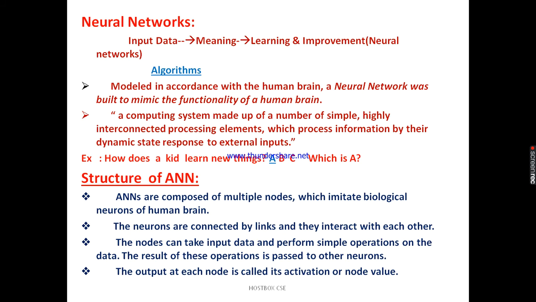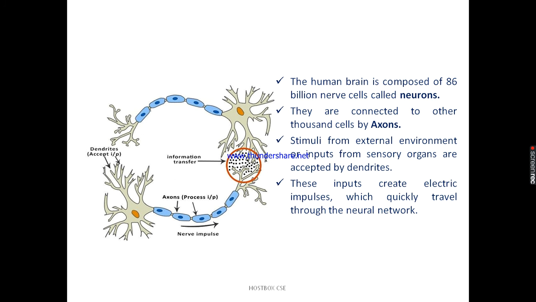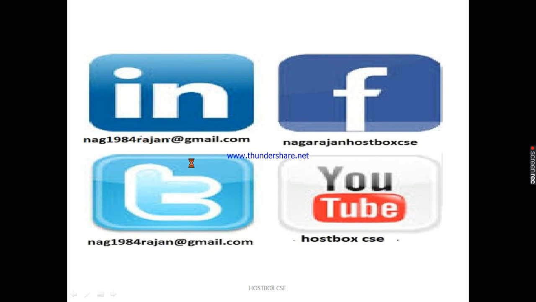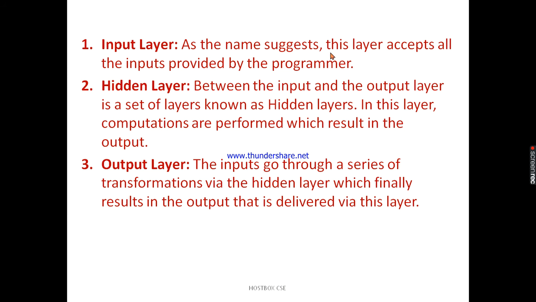Here are some additional points for better clarity. The input layer, as the name implies, accepts all the inputs provided by the programmer. Then the hidden layer: between the input and output layer, as seen in the diagram, there is a set of layers known as hidden layers, and in these layers all the computations are performed which result in the output. And the output layer: the inputs go through a series of transformations via the hidden layers, which finally result in the output that is delivered by this layer.